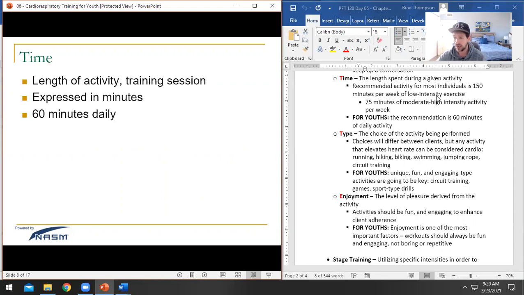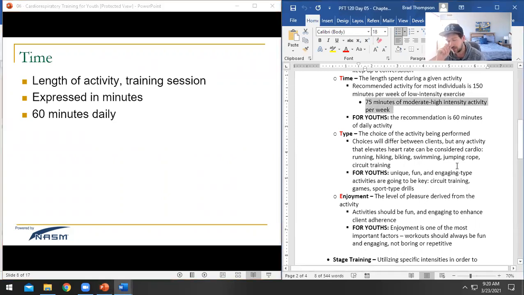We don't want to overdo it on the high intensity minutes, and we don't want to underdo it on the low intensity minutes. Now, I will say all of these recommendations that I've been giving you are different than the PowerPoint. These are all of our general recommendations. These are the numbers you need to memorize to pass your test.